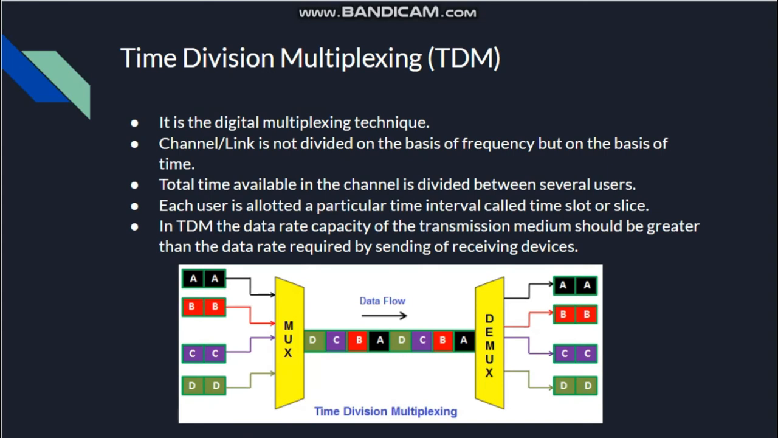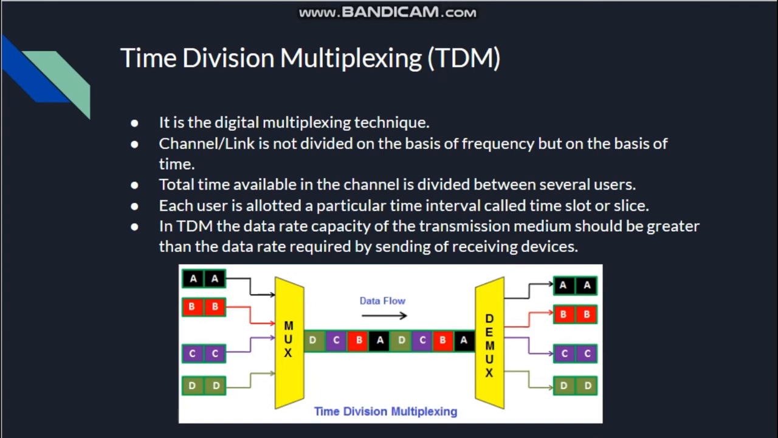And next is time division multiplexing (TDM). TDM is a digital multiplexing technique. Each channel or link is divided not on the basis of frequency but on the basis of time. The total time available in the channel is divided between several users. Each user is allocated a particular time interval called a time slot or slice.